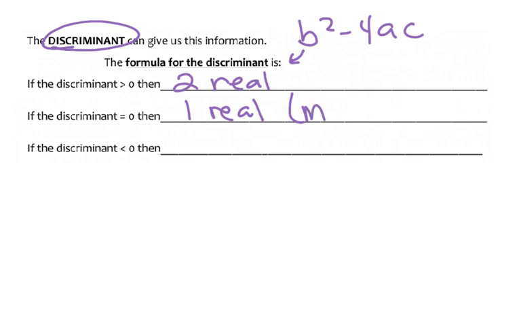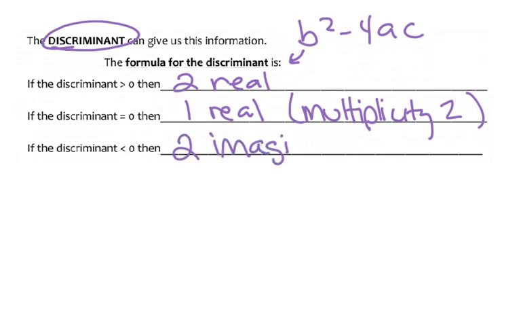And I'm going to put in parentheses, you don't have to write this when you're normally saying what your answers are, but I'm just going to write that so we know that we have multiplicity 2. If the discriminant is less than 0, then we have 2 imaginary solutions, which means no real solutions.